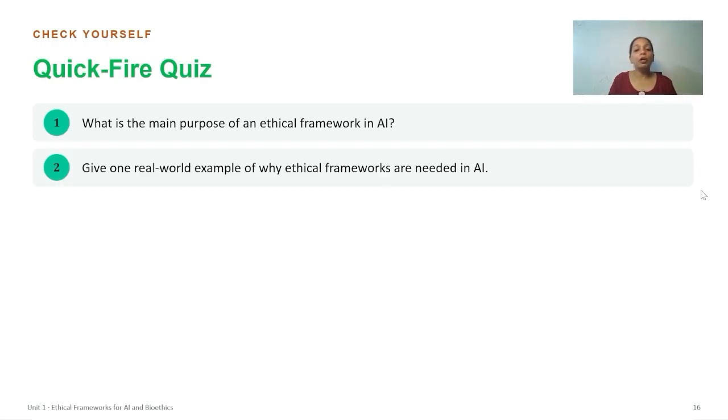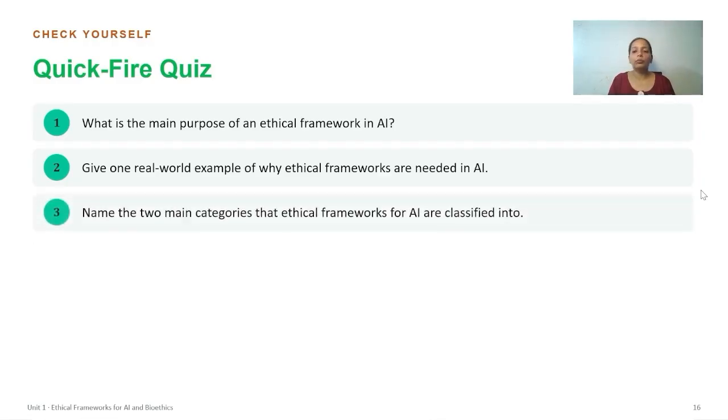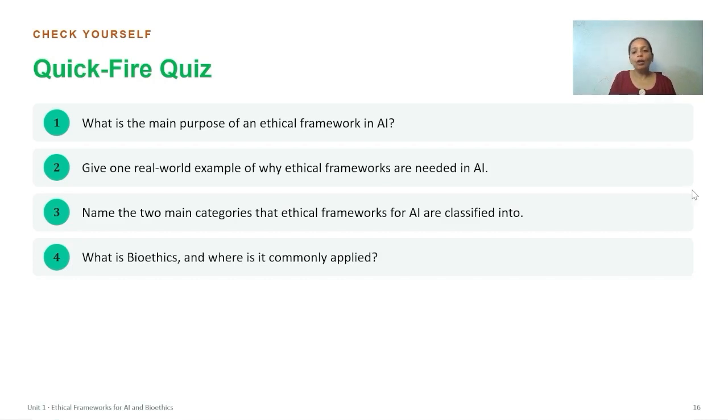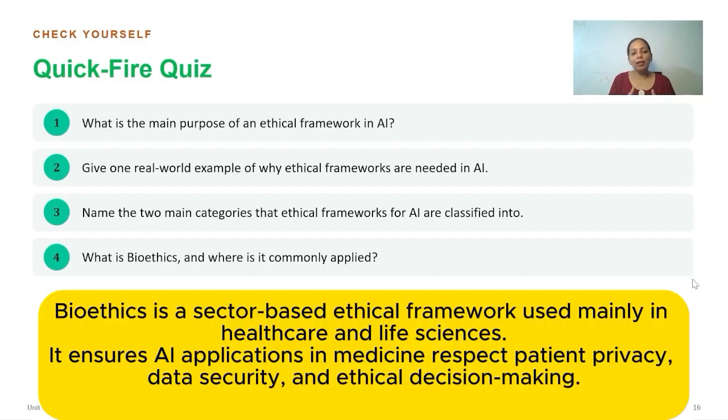Third question. Name the two main categories that ethical frameworks for AI are classified into. Think, it is easy. Sector-based framework and value-based framework. What is bioethics and where is it commonly applied? We have gone through it multiple times. Bioethics is a sector-based ethical framework used mainly in healthcare and life sciences. It ensures AI applications in medicine respect patient privacy, data security, and ethical decision making.